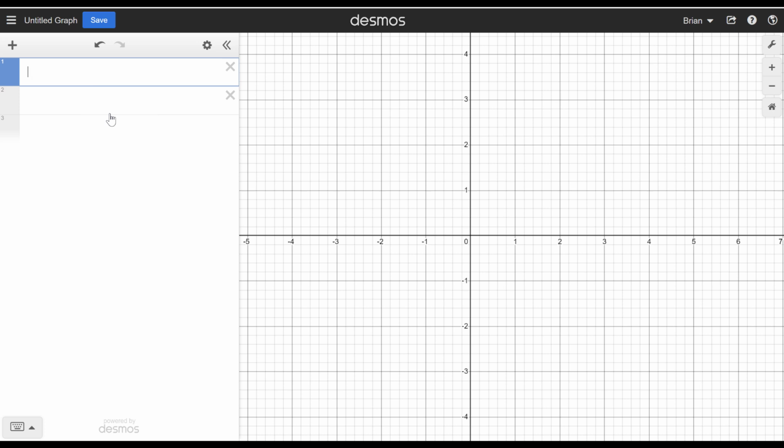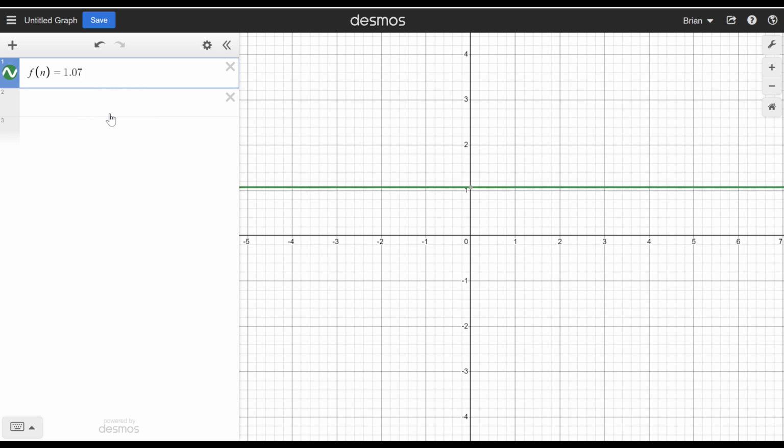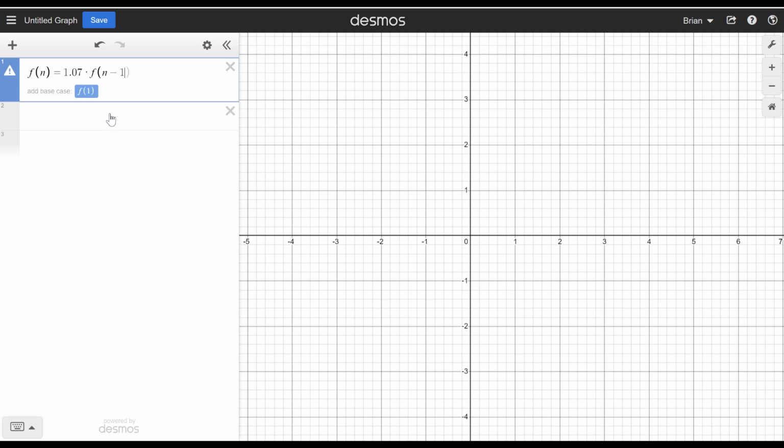Now, if I'm using Desmos, the way that I'm going to do this is function notation, and I'm going to use the letter n. Using the letter n will have Desmos identify I'm trying to do a sequence here. So I have my a sub n, or I'll write as f of n, being 1.07 times the a sub n minus 1. So I'll say f of n minus 1, and then subtract 25.